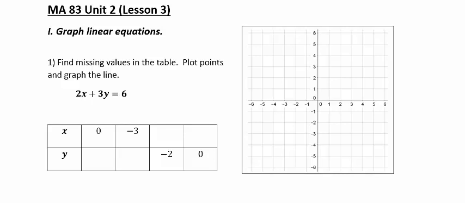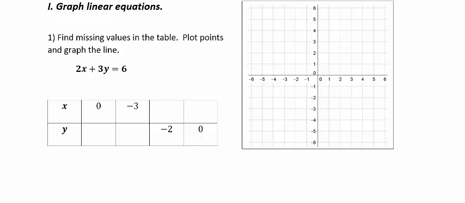Math 83, Unit 2, Lesson 3. We're going to graph linear equations. And in number 1, we're going to find missing values from the table and then plot the points to graph the line. So first, we're going to substitute 0 in place of x.